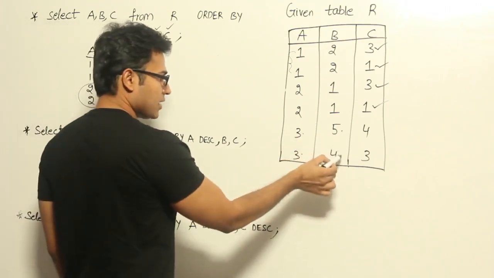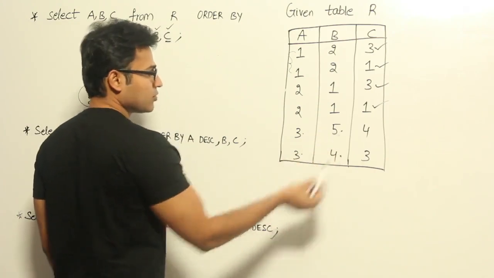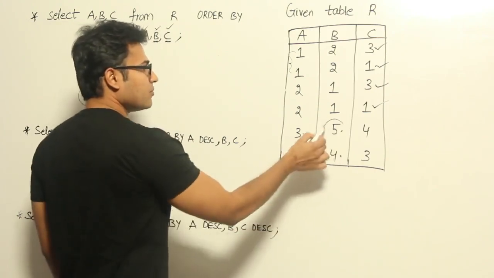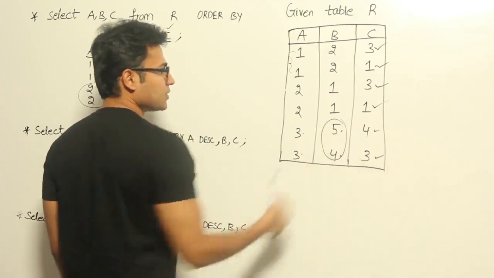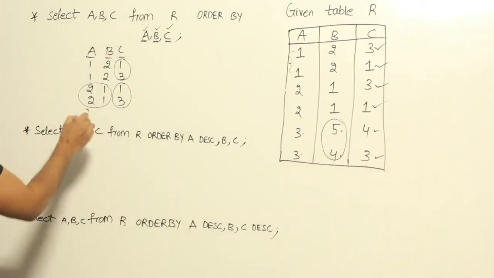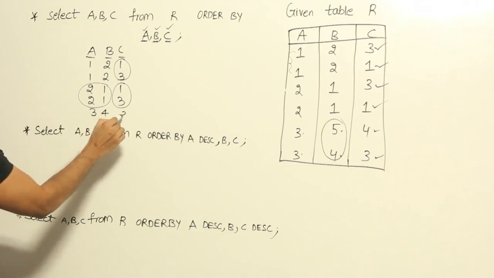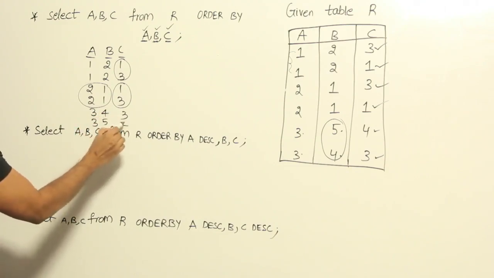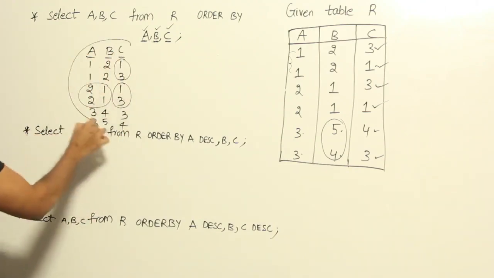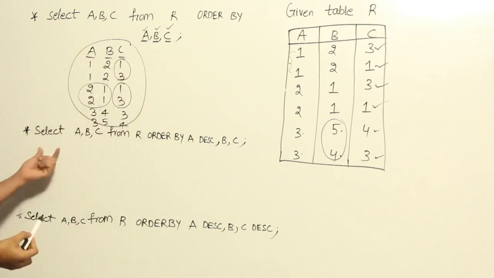The value of B is different, therefore using the value of B we are supposed to order it. According to the value of B, this one should appear first and then this one. Therefore we have to write 3 4 3 and then 3 5 4. Got it? So this is going to be the output of this query. Now let's look at the next one.